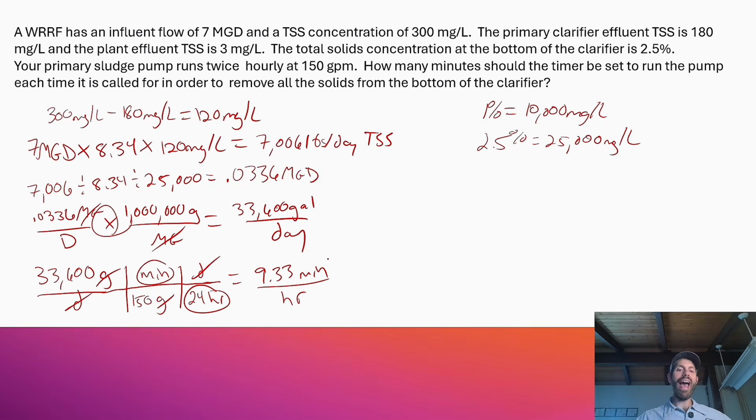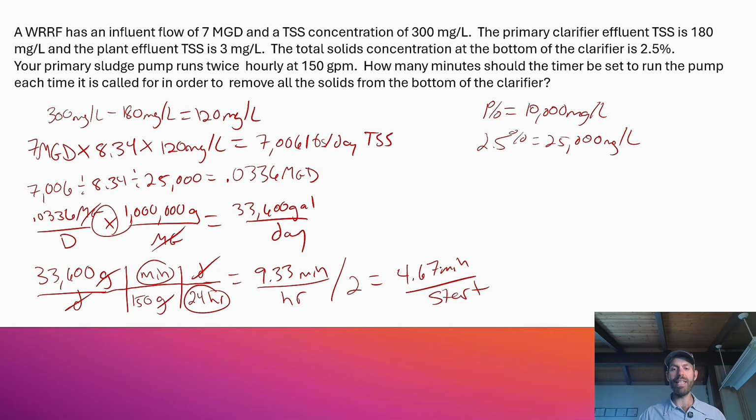But I was not asked how many minutes per hour. My primary sludge pump runs twice hourly, okay? So now I have to divide this number by 2, 9.33, because there are 24 hours in a day, it's really 48 starts. So 9.33 divided by 2 gives me 4.66, we'll call it 4.67, however you want to round it. Call it 4.67 minutes per start.